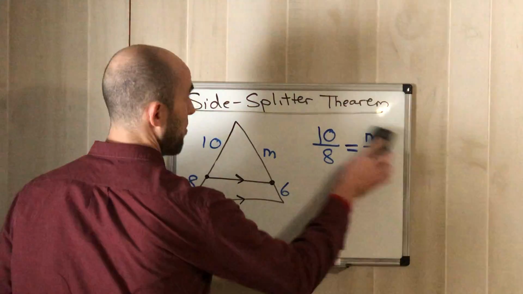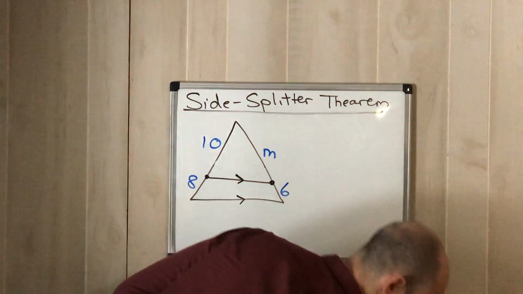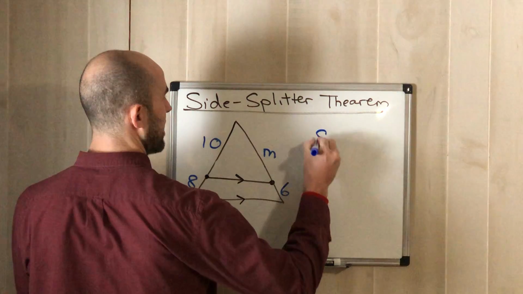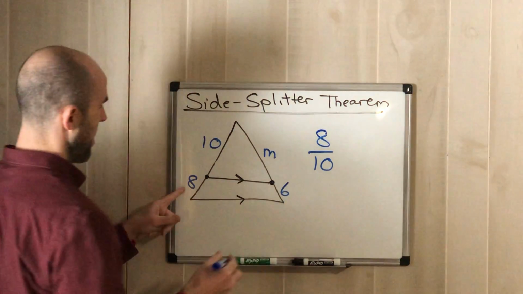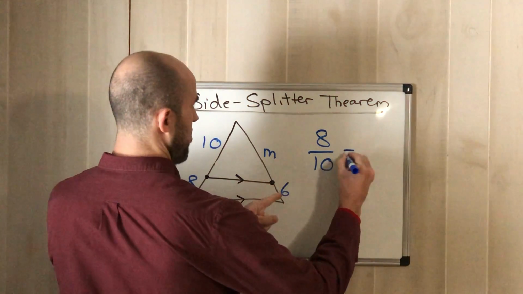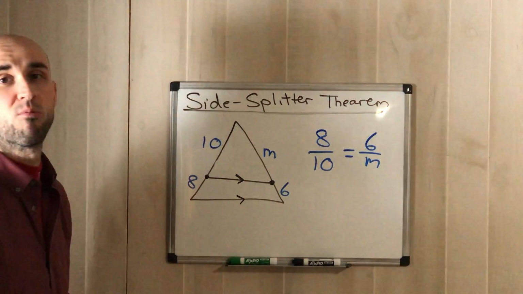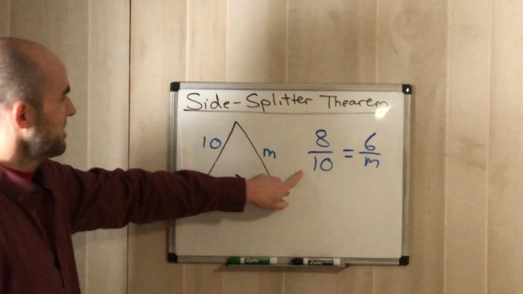And there's not just one proportion. I am going to show you a bunch of ways. Let's say I wanted to go bottom to top. If I wanted to do 8 over 10, so if I went bottom to top, then I would have to go bottom to top, 6 over M. Because it's the same relationship that's going on. Bottom to top.